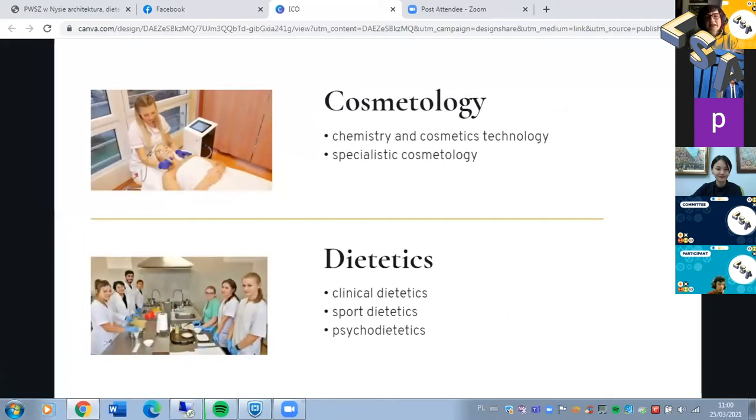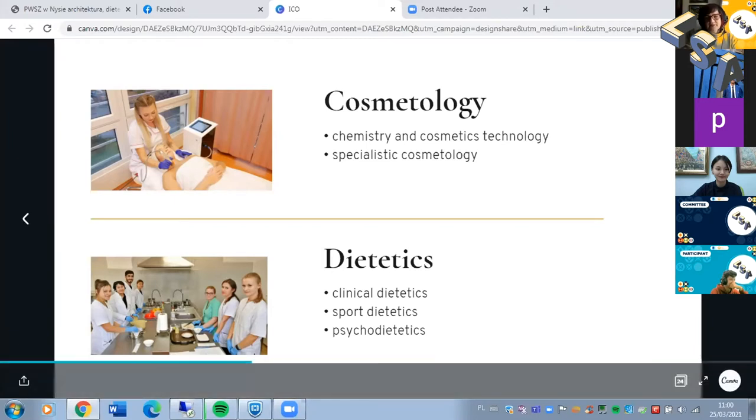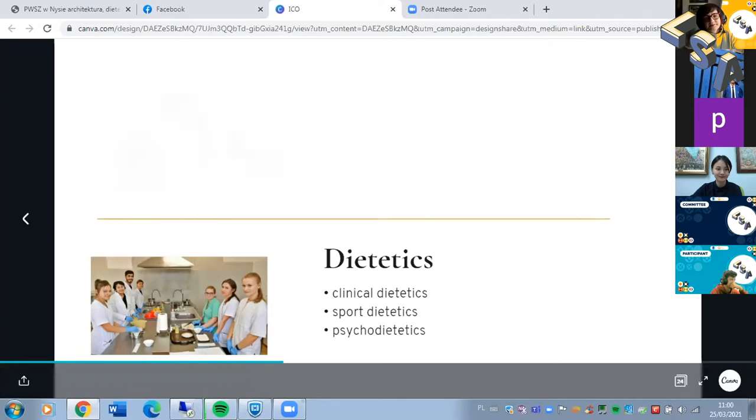Cosmetology department, which is more connected with health. There we have two specializations: chemistry and cosmetics technology, and specialistic cosmetology. Our students afterwards are not only opening their own private practice, but also assisting in surgeon operations and in the hospital on different levels. Then we have dietetics, and here three specializations: clinical, sports dietetics, and psychodietetics. Also of very big importance in Europe nowadays.